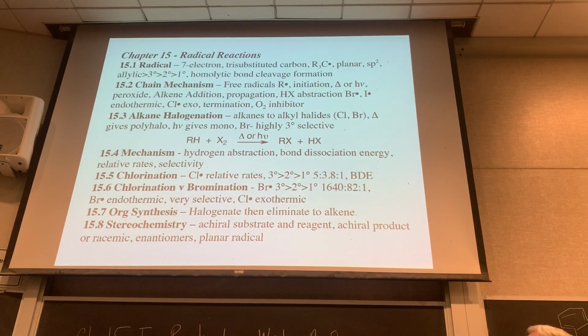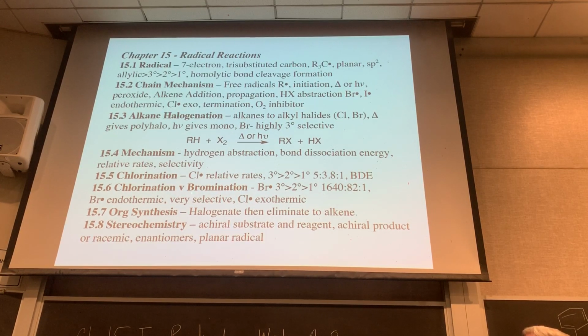Chlorination is not very selective, okay? These are the relative rates at the tertiary, secondary, and primary positions. It's 5 times faster at tertiary, 3.8 times faster at secondary relative to primary substitution. And that's a reflection of the stability of the radicals, but it's also a function of how exothermic the steps are for propagation. So it's not very selective for chlorination.